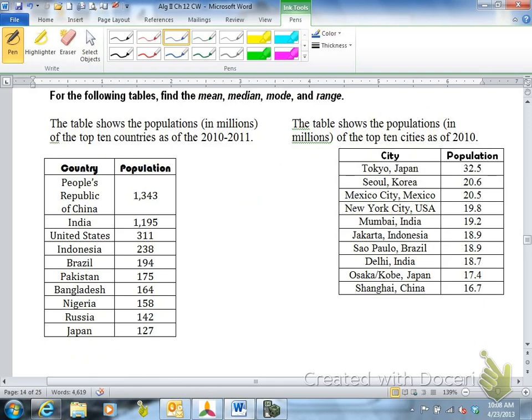You can use your calculators to find the mean. Whenever you find the mean, you can just show your work like this. The mean equals 1343 plus ... plus the last one, 127, divided by 10 countries. And that's sufficient work. You can do the rest on your calculator.